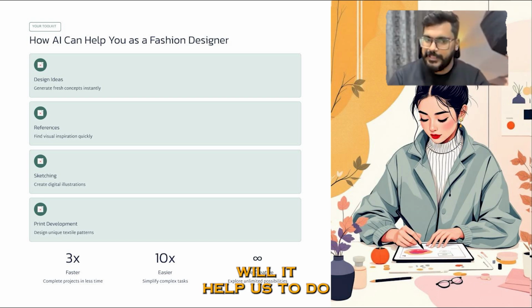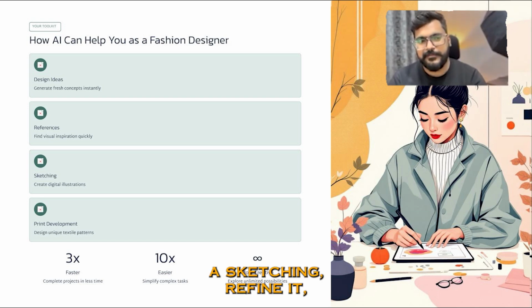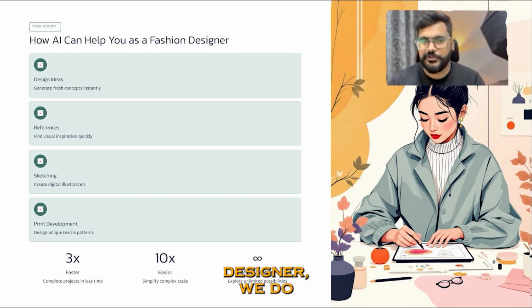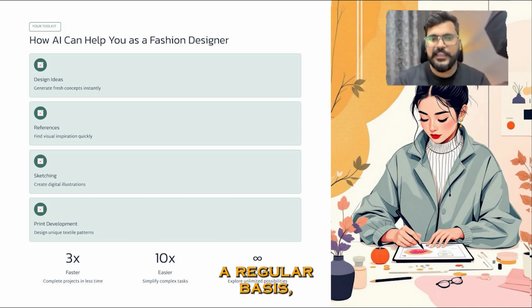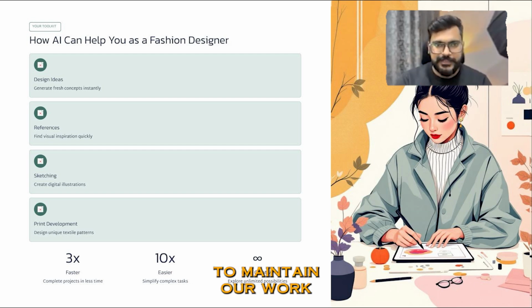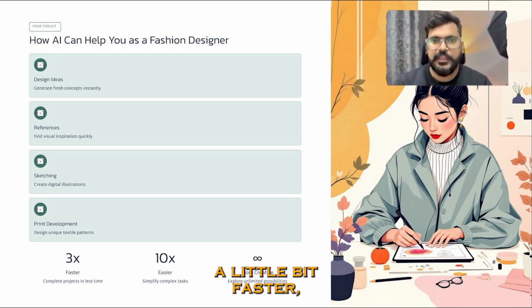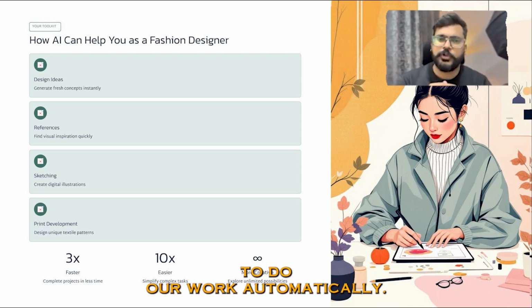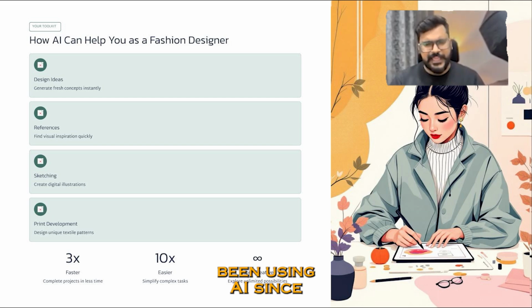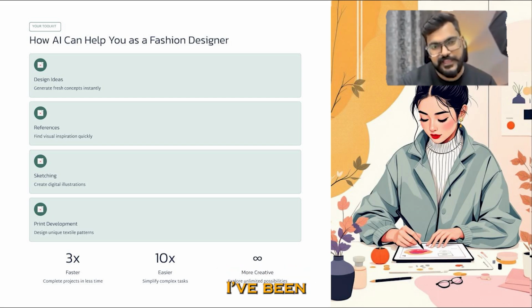Apart from that, it helps us with sketching refinement and print making. So a lot of things as a fashion designer we do using AI on a regular basis. Apart from these, we can do a couple of other things like mood board making. It will help us to make our work a little bit faster, and we will be able to do our work 10x. This will help you a lot because I have been using AI for a long time. It's been 2 years I have been using it.